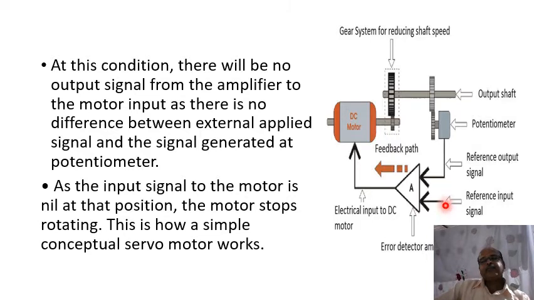And if both the signals, that is a reference output signal and reference input signal, are same, then output is 0, and as the output is 0, that signal is given to the DC motor and DC motor stops rotating. This is how simple conceptual servo motor works.